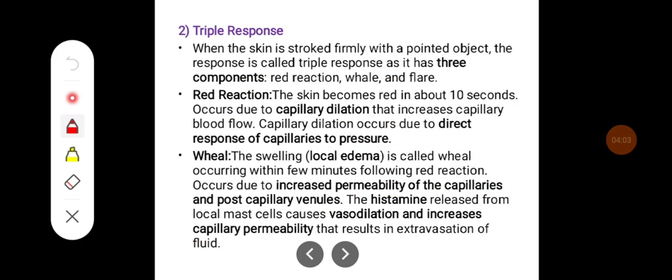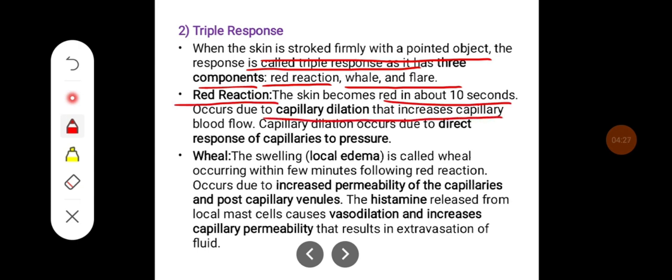Triple response occurs when skin is stroked firmly with a pointed object. The response is called the triple response, and it has three components. They are called red reaction, flare, and wheal. Red reaction. The skin becomes red in about 10 seconds. This occurs due to the capillary dilatation that increases capillary blood flow. Capillary dilatation occurs due to the direct response of the capillaries to pressure.